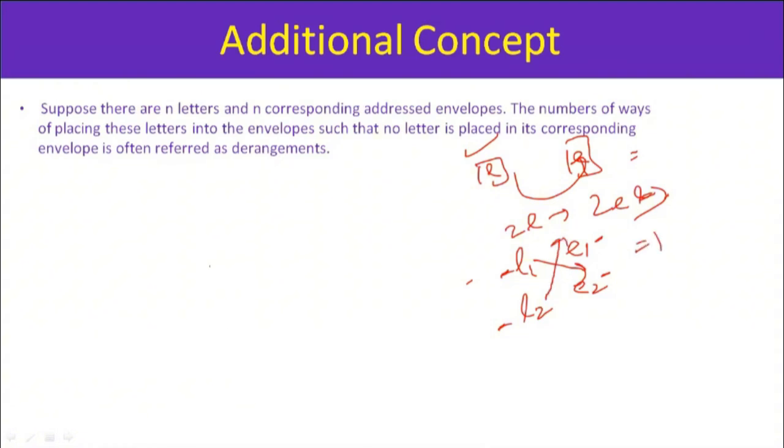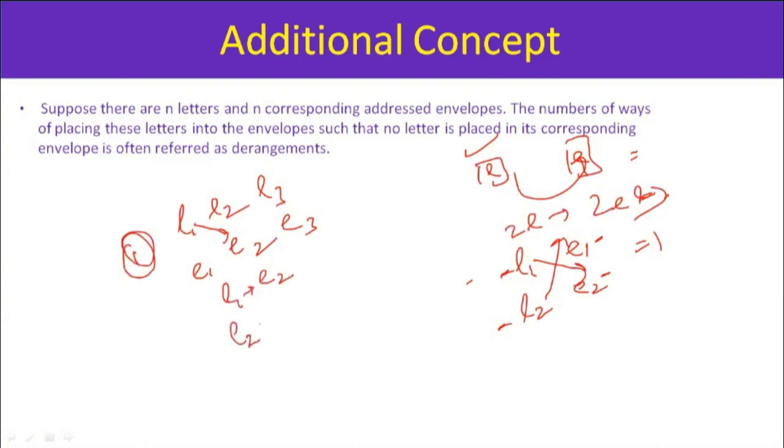Similarly, if there are now 3 letters, L1, L2, L3, and envelope 1, envelope 2, envelope 3, how do you arrange them? Letter 1 can come in 2. Case number 1, letter 1 is in 2. If L1 is in E2, L2 can be in either E1 or E3. If L2 is in E1, the letter 3 will be in E3, which is not possible, right? Because letter 3 cannot go in envelope 3.